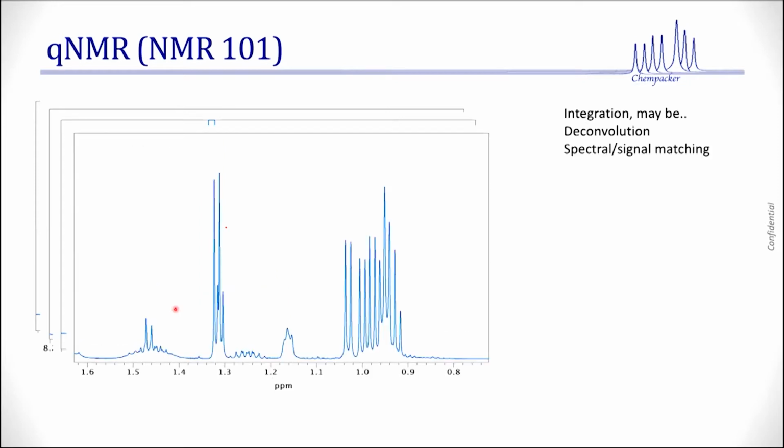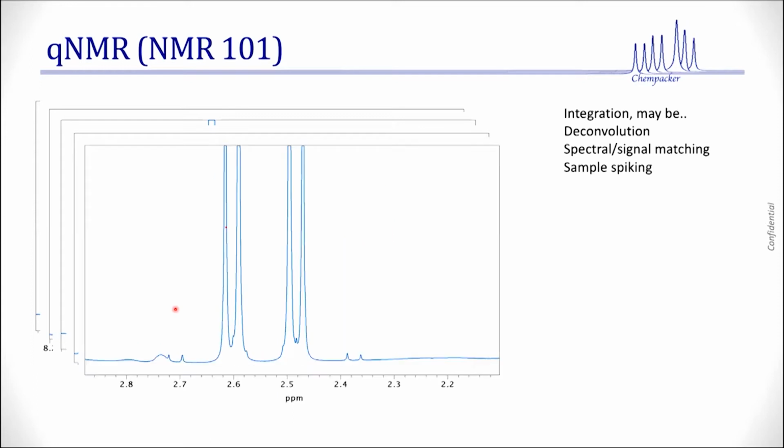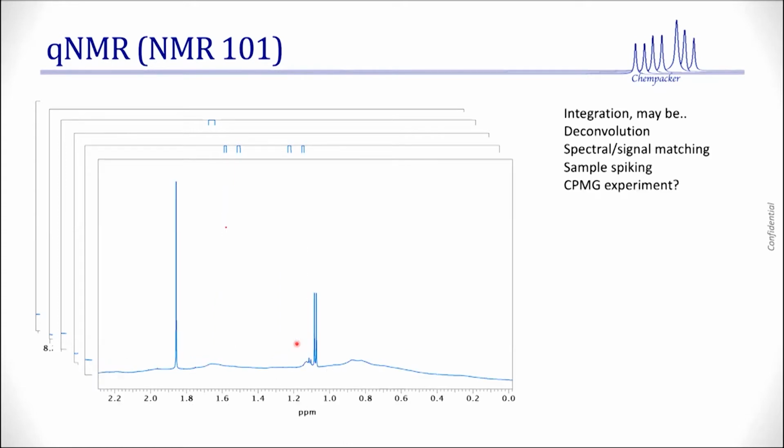If you have something like this, it's a little bit more complex, so we will say, okay, I'm going to do a kind of spectral matching or signal matching process. If you are interested in a peak in between these two, a tiny peak like this, you may actually get into a spiking experiment. You spike it and generate area out of that, or try to come up with quantitation out of that. If you have something like this, immediately go and do a CPMG experiment, followed by conventional tools.